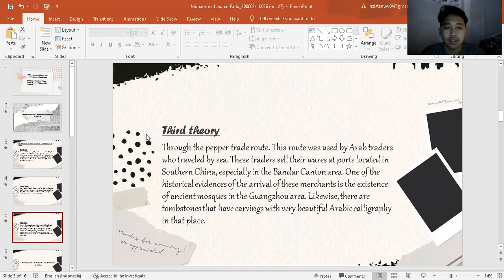Third theory, through the trade route. This route was used by Arab traders who traveled by sea. These traders sold their wares at ports located in southern China, especially in the Canton area. One of the historical evidences of the arrival of these merchants is the existence of ancient mosques in the Guangzhou area. Likewise, there are tombstones that have carvings with very beautiful Arabic calligraphy in that place.